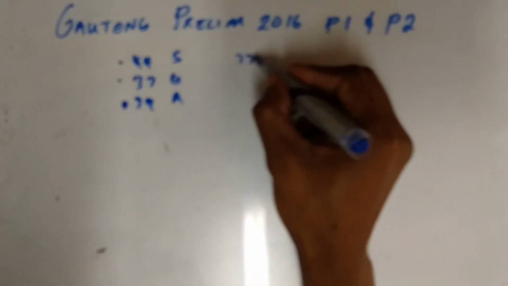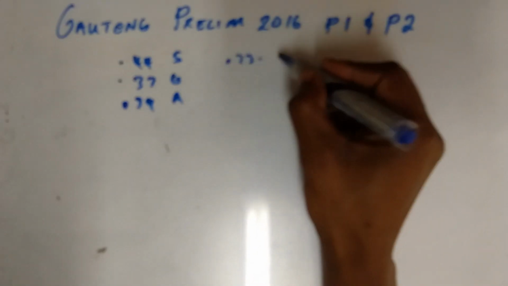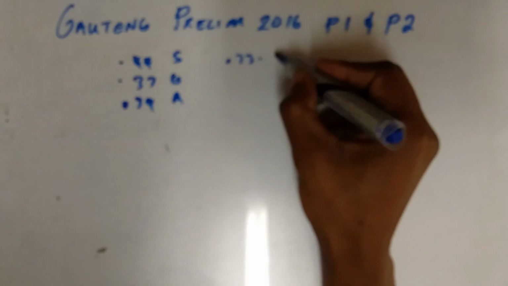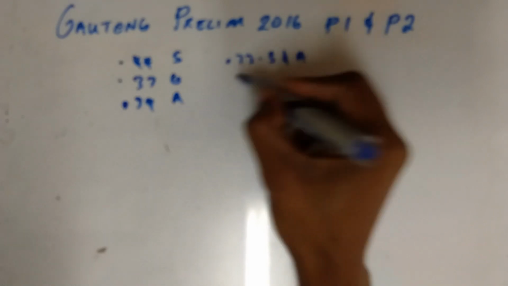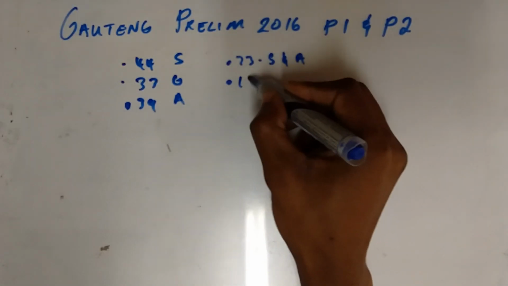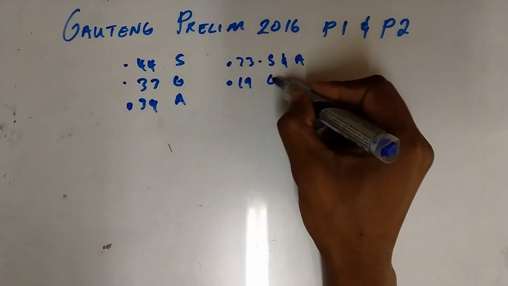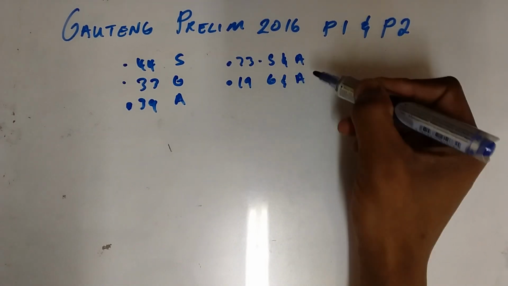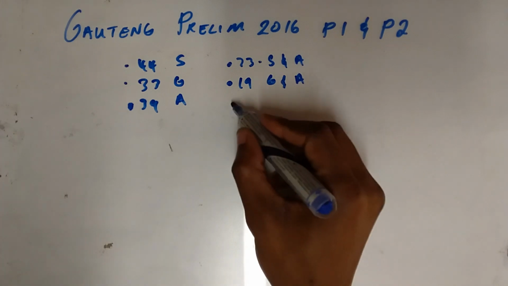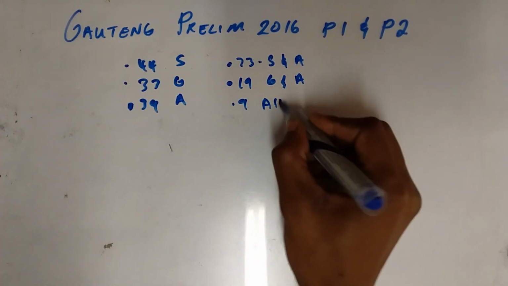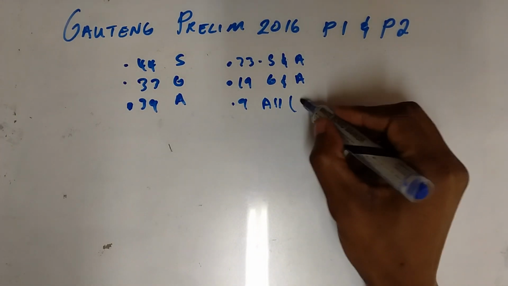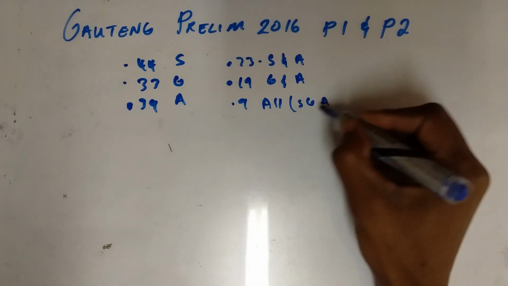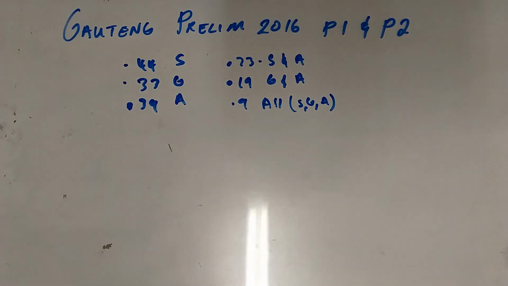And they say that 23 participated in swimming and athletics, 19 participated in gymnastics and athletics, and 9 participated in all. So I'll just say it's SGA.